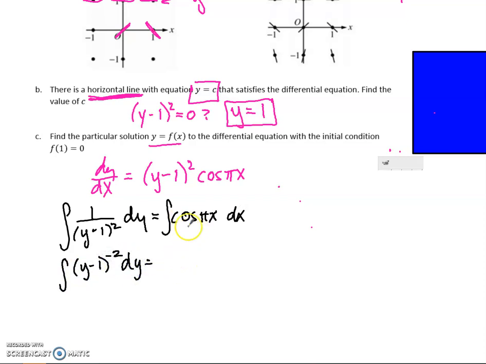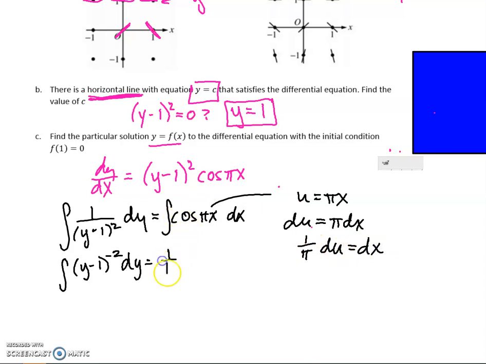This side is pretty easy. I do have to do a u substitution here, so be careful, but du is pi dx, so it's not terrible. So I'm going to get a 1 over pi du equals dx. So I'm going to have a 1 over pi out front, and then the integral of this is going to be sine of pi x. And of course, plus c.